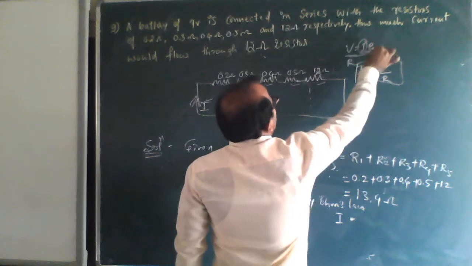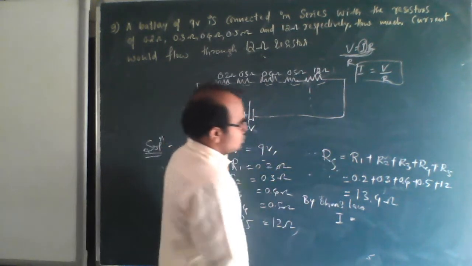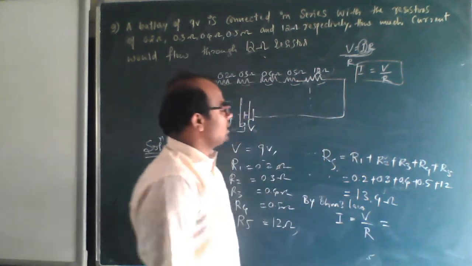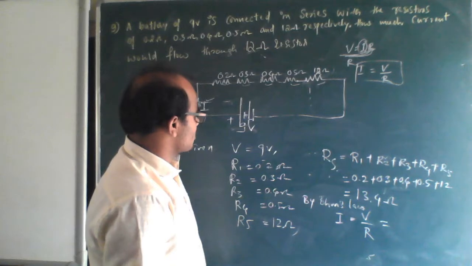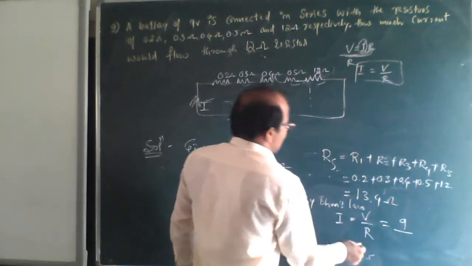So I is equal to V by R. V, what is my V? See here, V they have given is 9. What is R? R means RS here.